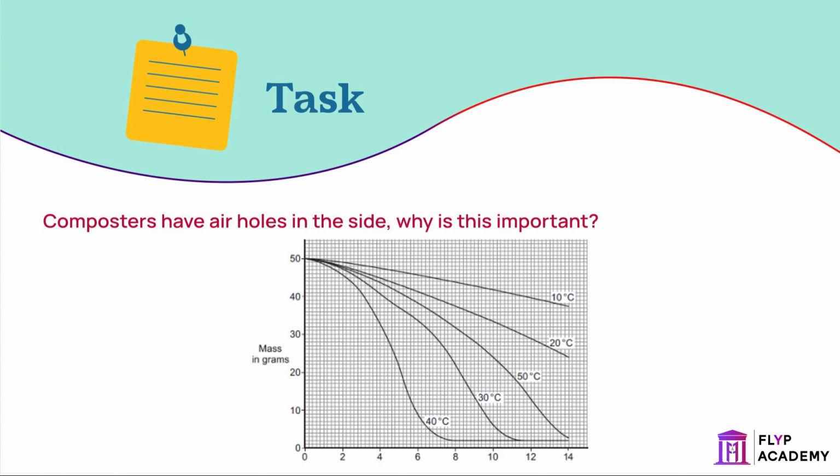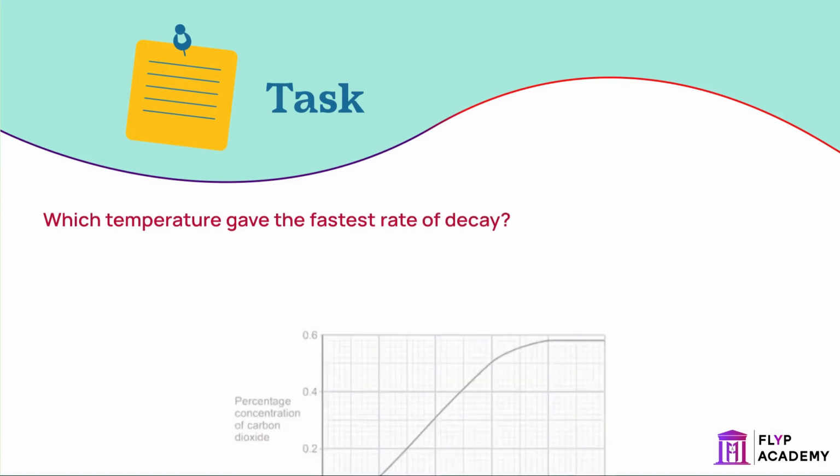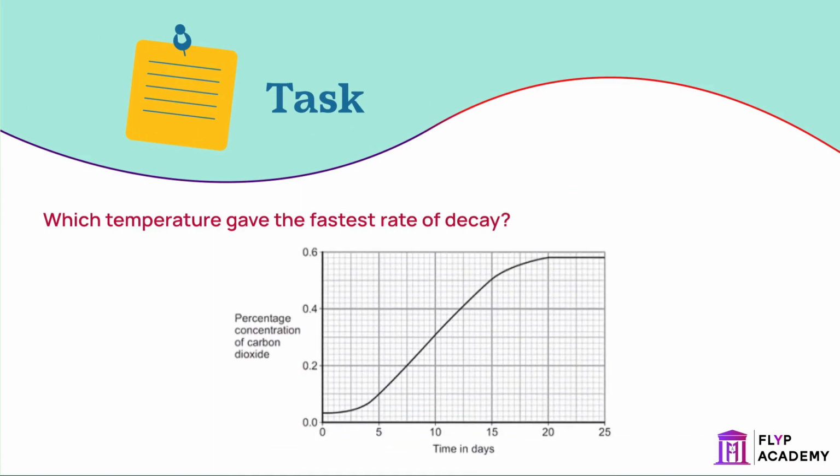This graph shows the change in mass of some potato cubes as they decay. The cubes were kept at different temperatures. The rate of decay is shown by the gradients of the lines. Task: which temperature gave the fastest rate of decay? 40 degrees gave the fastest rate of decay, shown by the steepest gradient.